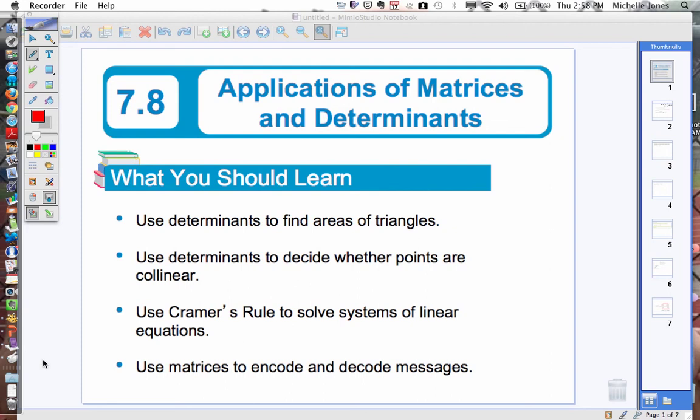All right, Intro to Calc and Statistics. Here we go. Lesson 7.8, Applications of Matrices and Determinants. So over the last couple of sections, we've been focusing on these two main topics, and here we're going to see how they apply and how we can use them. So below you'll see your objectives for the lesson.